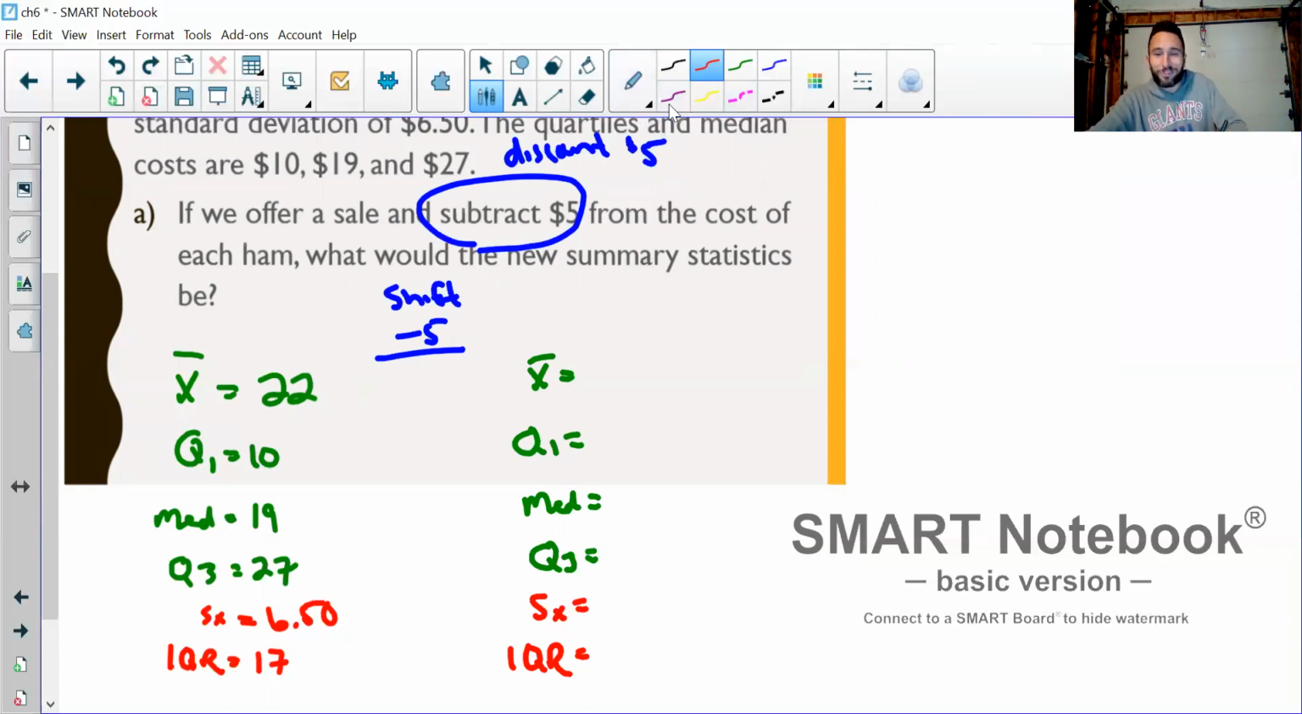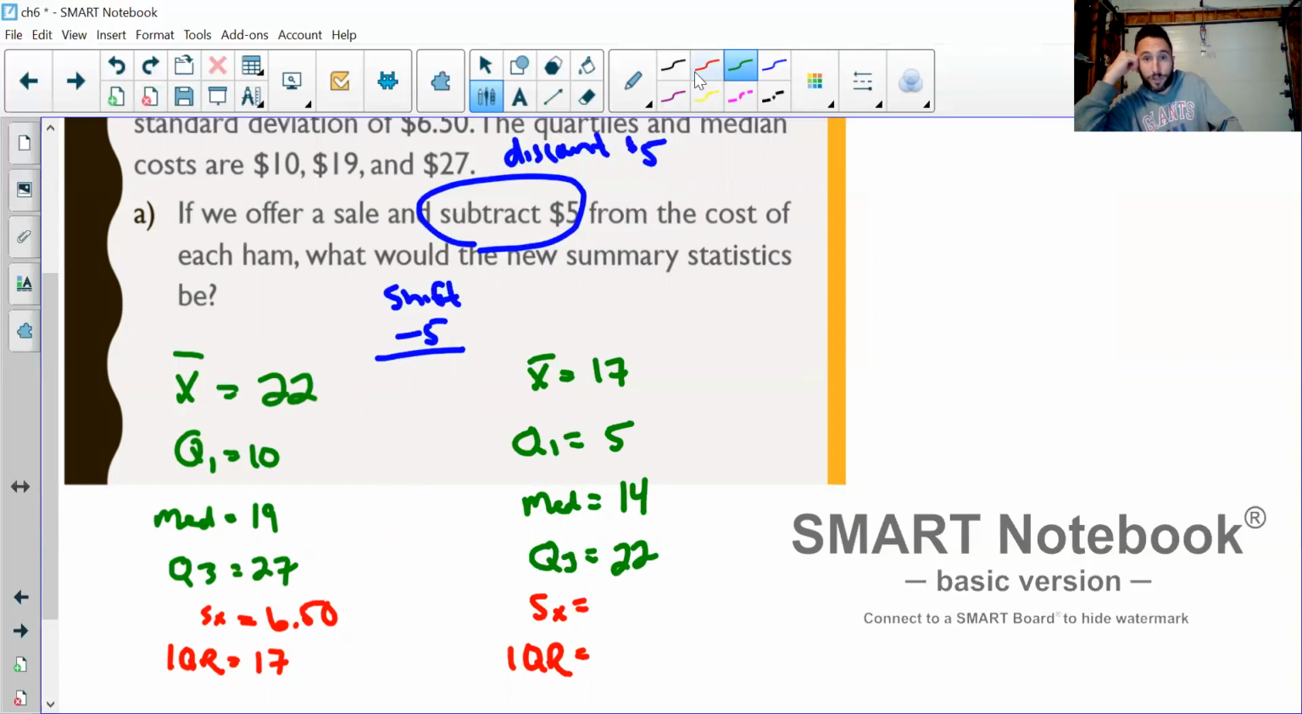So now that you've unpaused after your own attempts, hopefully shifting changes measures of position and center. So this average will change. The average is going to go down $5, to $17. The first quartile, that's a measure of position, will change, so that's going to go down $5. The median is going to go down too. That should make sense: if all the prices are going down $5, probably the median price is going to go down $5. And then Q3, same thing.